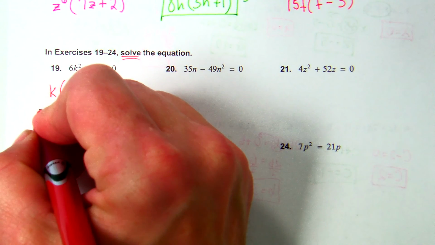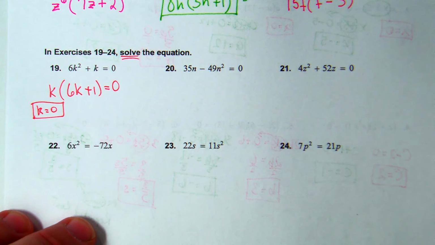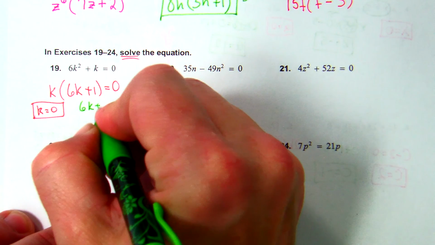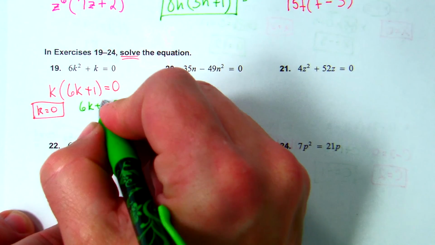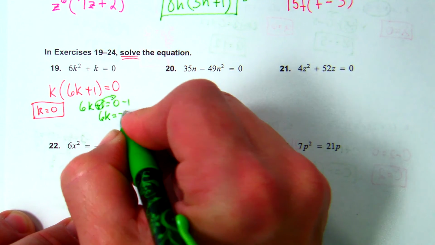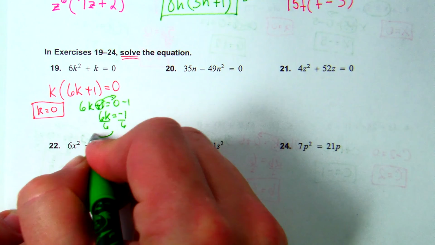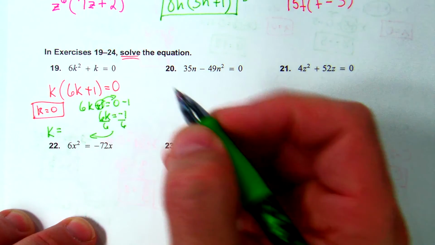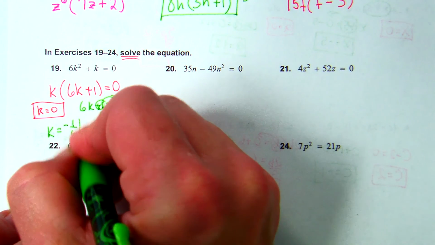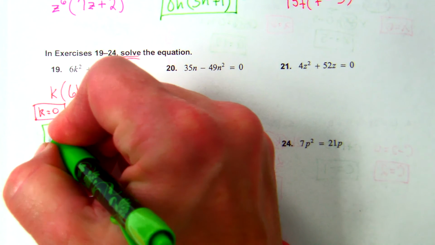So setting the first term equal to 0, that's easy. k just equals 0. Working with the second one, 6k plus 1 equal to 0. I'll move this 1 across, so it makes it a negative 1. 6k equals negative 1. I'll divide by 6 on both sides. k is going to equal negative 1 over 6. And it's okay to get a fraction. Don't panic. So the roots or the solutions for number 19 would be k equal to 0 or k equal to negative 1 over 6.